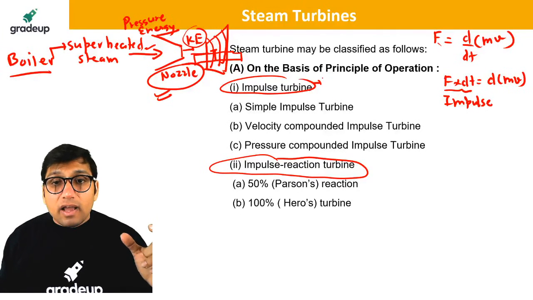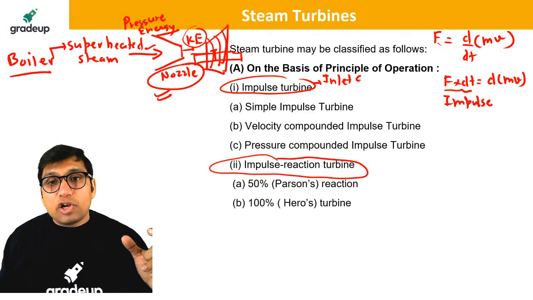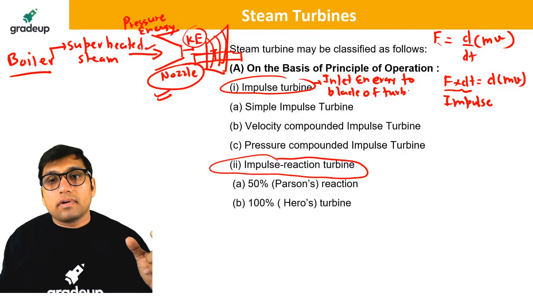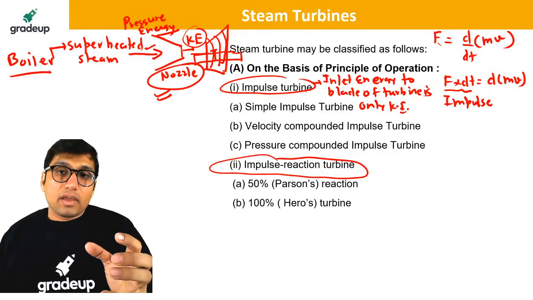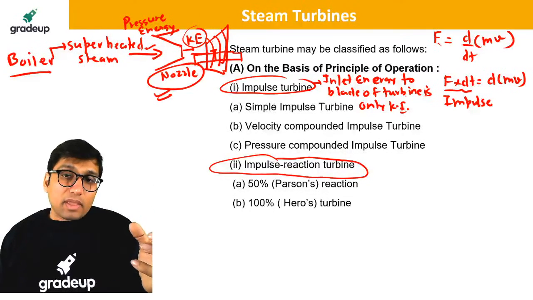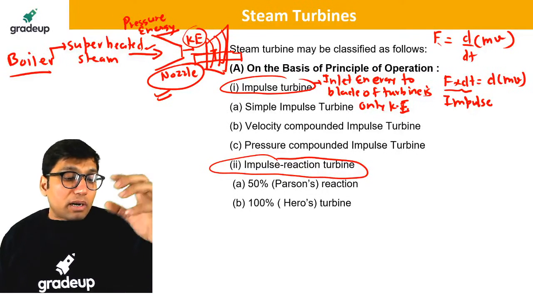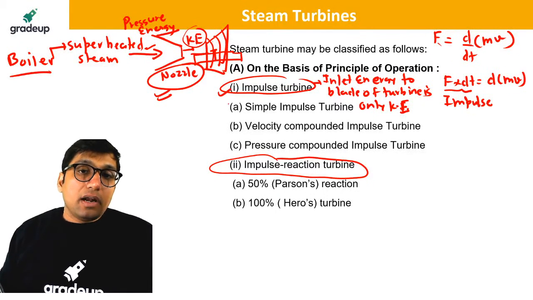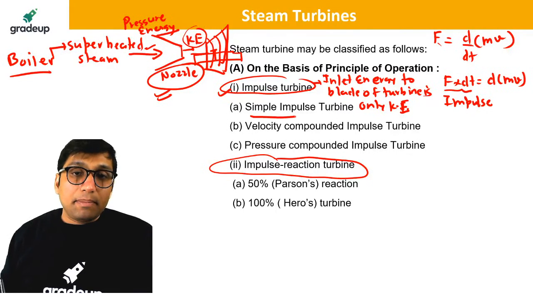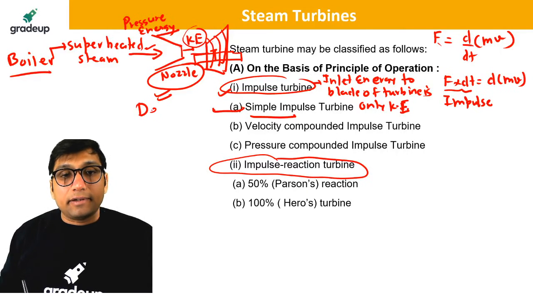Okay, so in impulse, the inlet energy to the blades of the turbine is only kinetic energy. If it receives kinetic energy, because of that some momentum change takes place in the blades of the turbine, and because of that change in momentum, the blades of the turbine will move. Okay, so that happens in the impulse turbine. Now these impulse turbines can be simple impulse turbine. Simple impulse turbine is also called De Laval turbine.